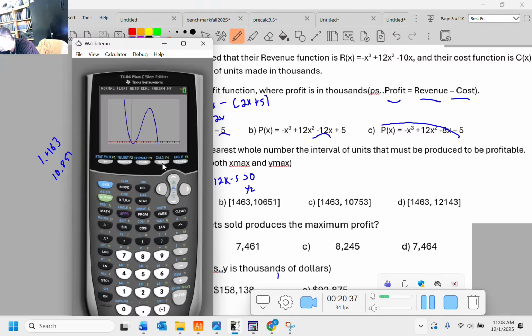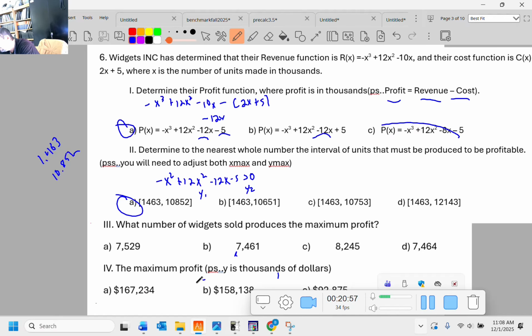Second, oops, gotta wait. Second, trace, maximum. It has to be where things are real too, so it's going to be over here. Left, right, enter. And you'll see 158. You see where it says Y is 158? Choice B. Not a hard problem.